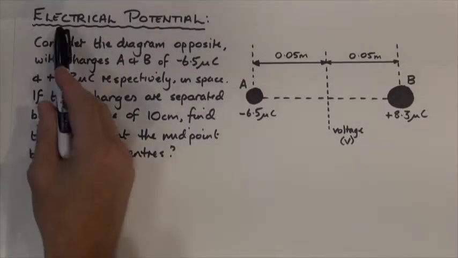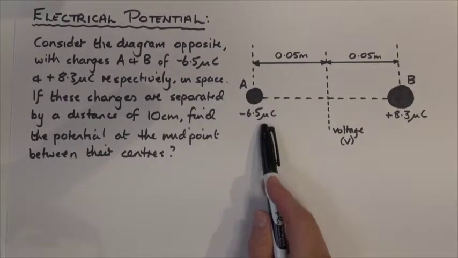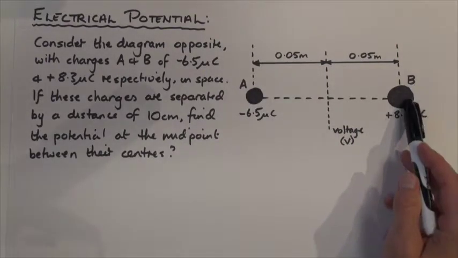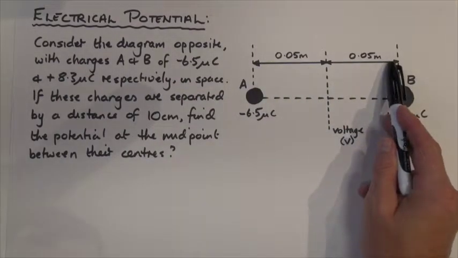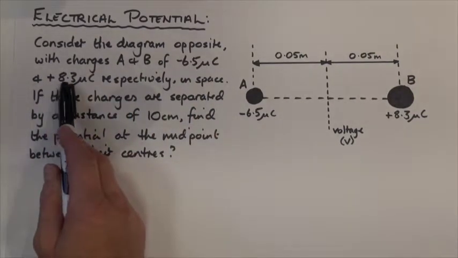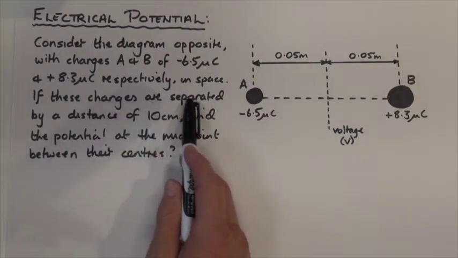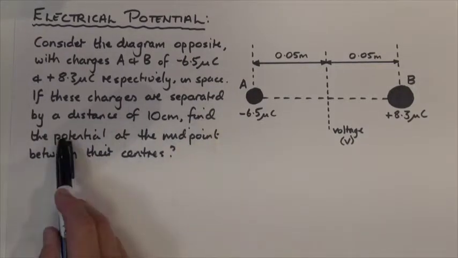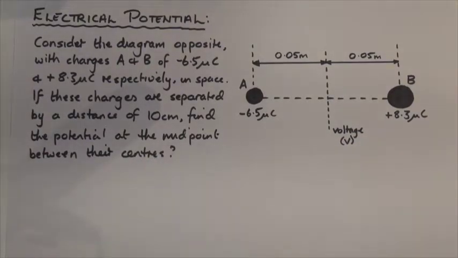In this video, we're going to work through an electrical potential problem. It's a fairly complex problem, this one. We're going to consider the diagram opposite. We've got a charge here of minus 6.5 microcoulombs and a charge here of plus 8.3 microcoulombs, and they're 10 centimeters apart. Basically, we're going to explore the potential between these. If these charges are separated by a distance of 10 centimeters, we're going to find the potential at the midpoint between their centers. So the midpoint, you can see, is going to be 0.05 meters.